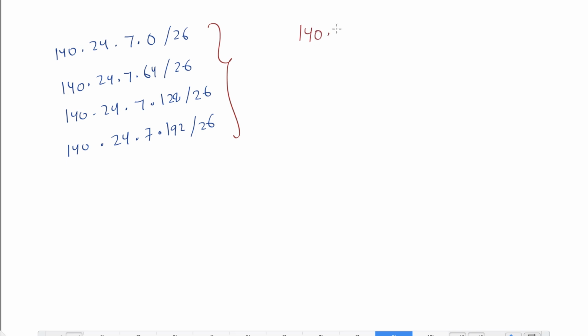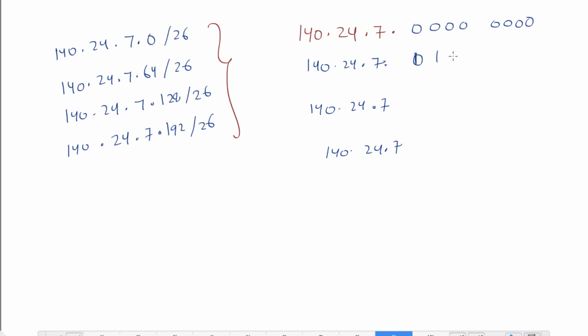I'm not going to write 140 and 24 because anyway these are common. I just want to check what are the things common after it. So let me write 140.24.7 four times. And now you have 64, which means 0 1 0 0 0 0 0 0, and here you have 128, which means this. Then you have 192, which means 128 plus 64, which means this.